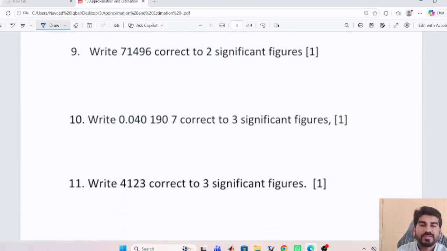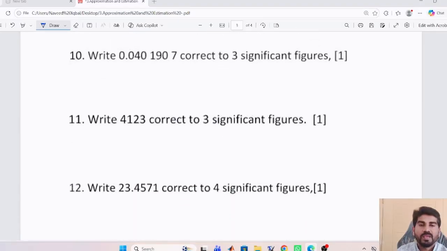Question number 9 is 71,496 correct to two significant figures. Again, you can see the third significant figure is less than 5, so you have to write 71,000. And these two figures are significant, and these three zeros are non-significant.